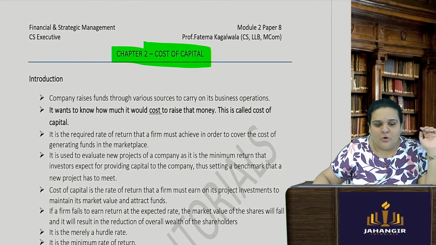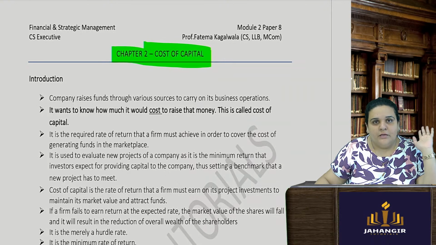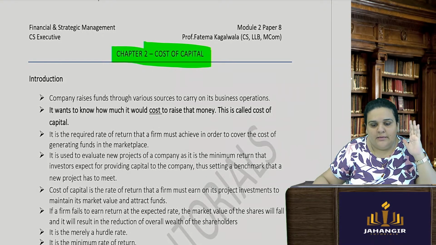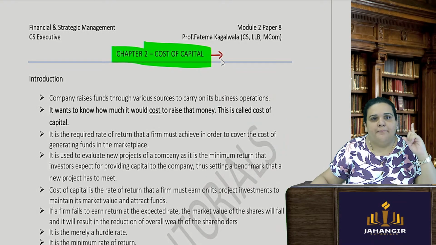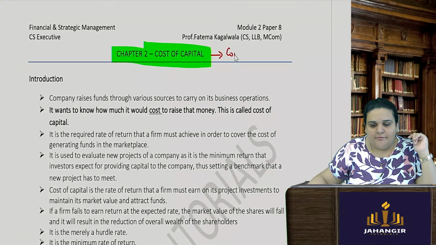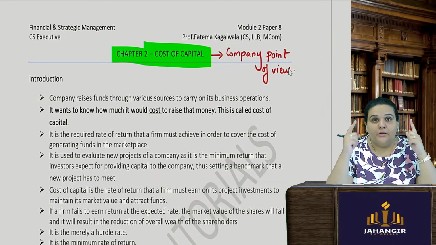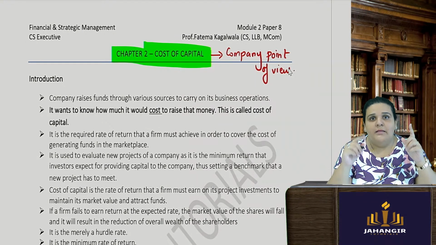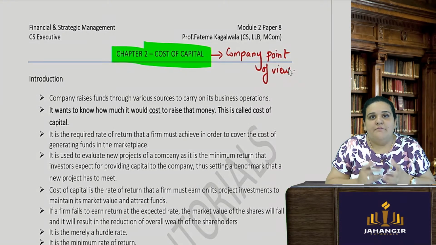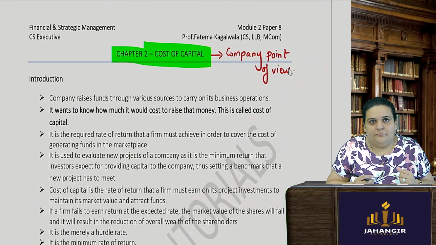Now, whenever we talk about cost of capital, the first thing you need to put in your mind is that the cost of capital chapter is from the company point of view. Think from their point of view. For them, when they are raising the capital, there is a cost involved in that capital.